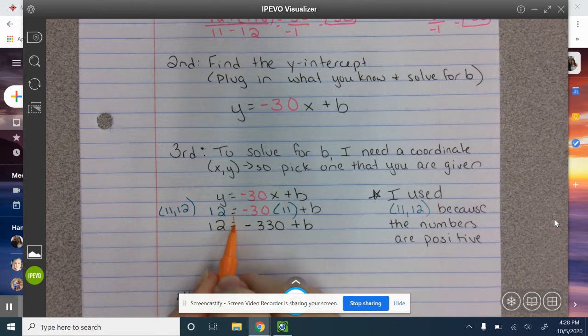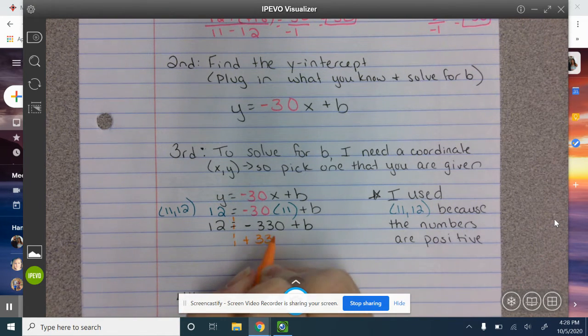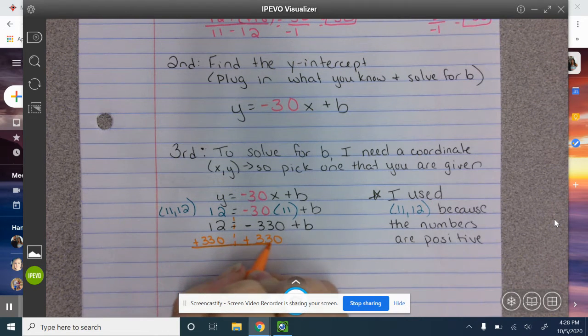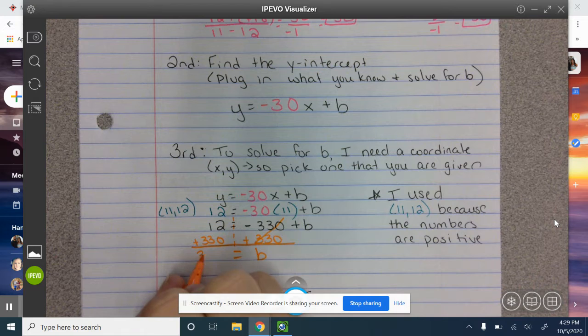To get b by itself, what is the opposite of subtracting 330 or -330? It is positive 330. So we're going to add 330 to both sides. Those cancel out because they're opposites. I'm left with b and an equal sign. And when I add 12 and 330, I get 342 for my b value.